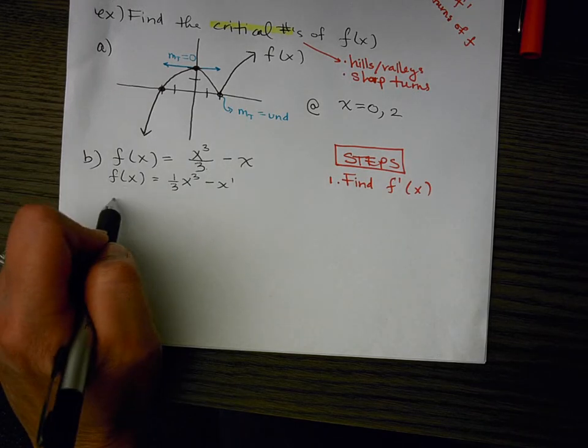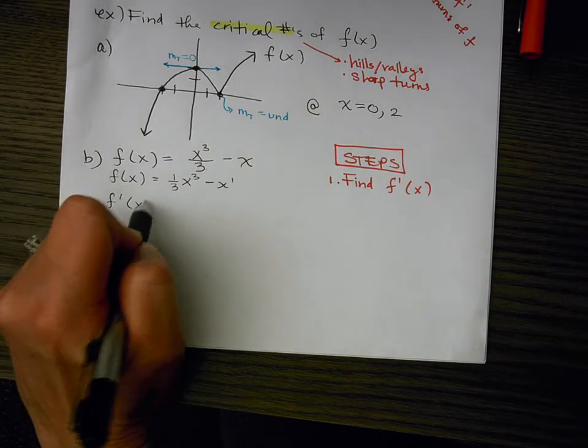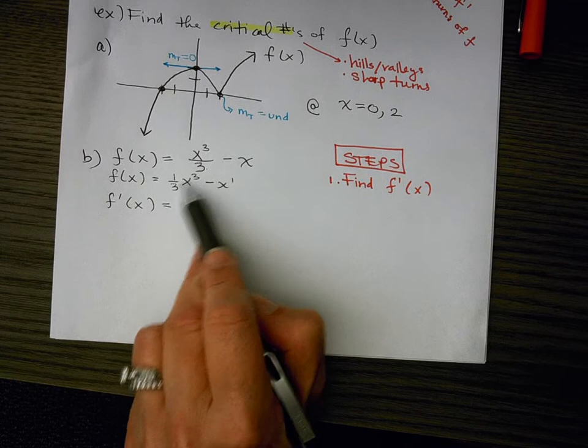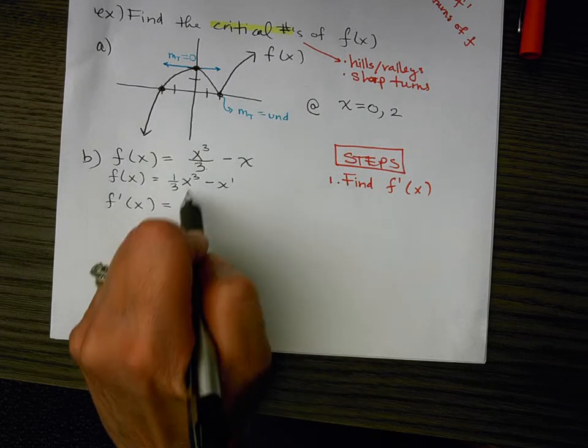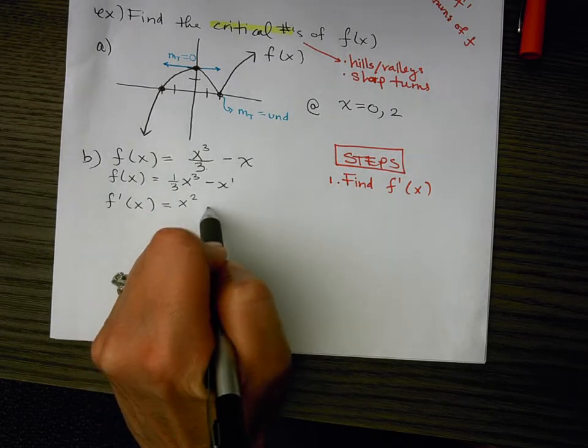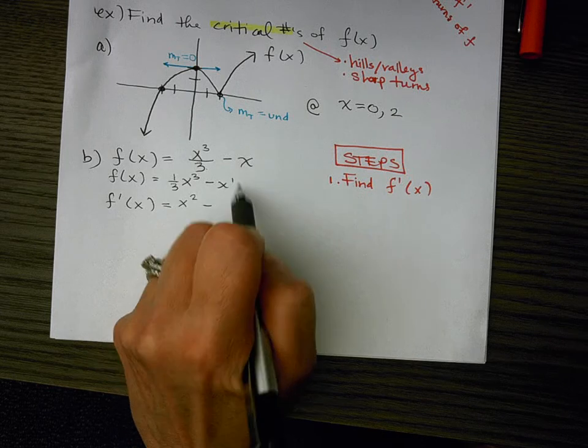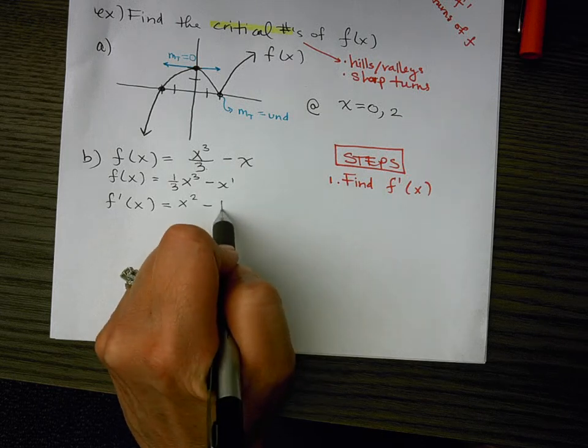Okay. So now I'm going to go ahead and take that derivative. I would do 3 times 1/3, which would be 1, and then reduce the power by 1. And then this would be minus 1x to the 0, which would just be 1.